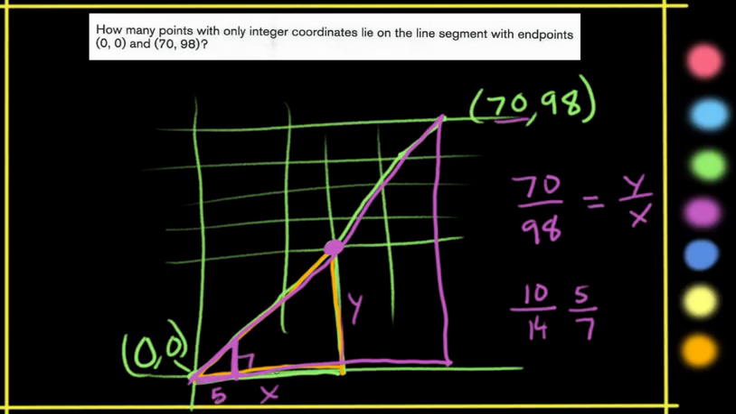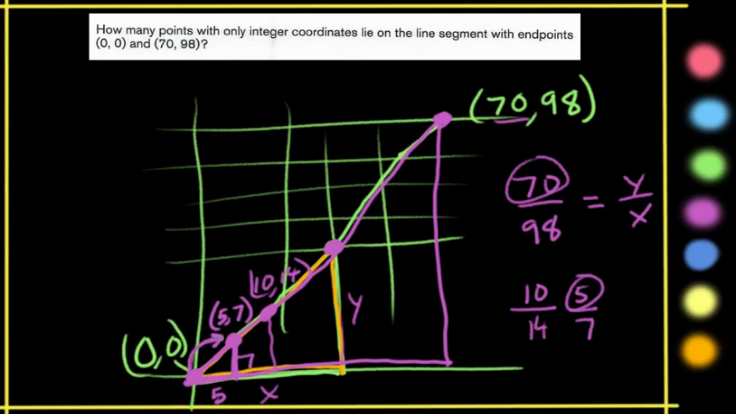And then every time you add another 5 and another 7, you're going to get another point. So this first one is going to be at 5, 7. And then the next one here is going to be at 10, 14, right? And so on. You're going to have a bunch of these. And the number of steps you can take to get from here up to here is just whatever you divided by to get from 70 down to 5, right? So we divided by, what was it? We divided by 7 and 2. So we divided by 14. So that means there's going to be 14 steps.